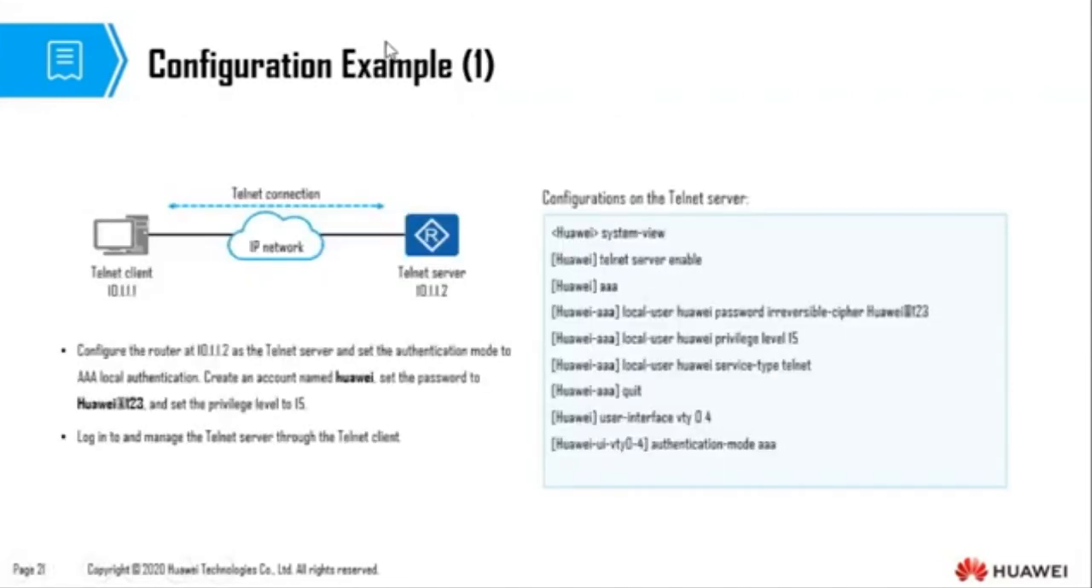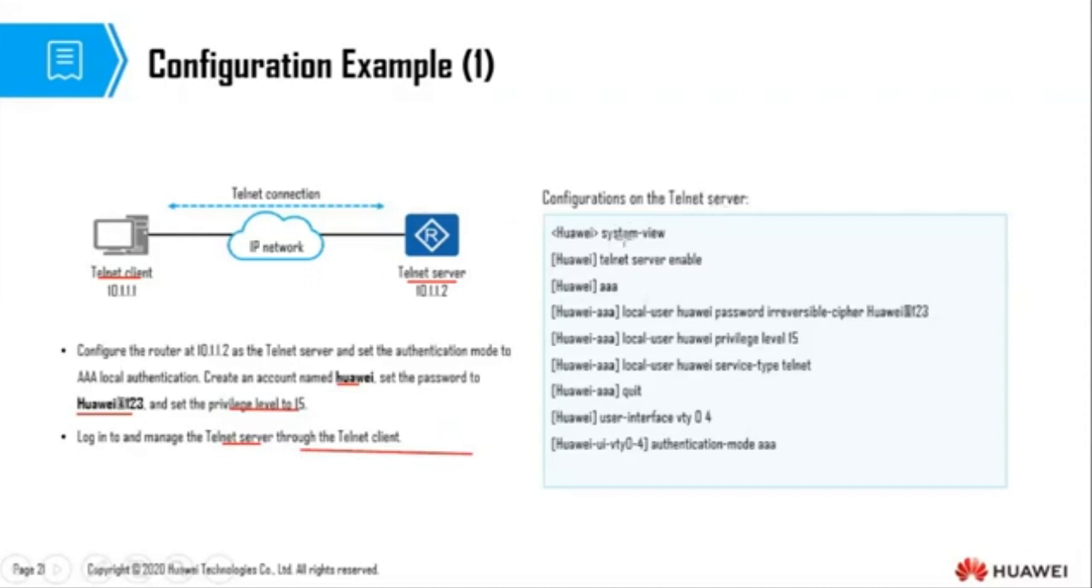Okay, so this is a configuration example of telnet. In this particular case, we want this device to act as the telnet client. We want the router to act as the server. So we need to create an account named Huawei with the password Huawei@123, set the privilege level to 15, then log in to manage the telnet server through the telnet client. So how to do that?